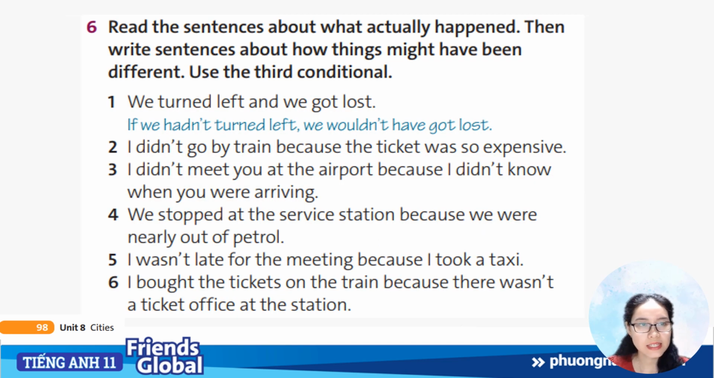Now, exercise 6. Read the sentences about what actually happened. Then write sentences about how things might have been different. Use the third conditional. Bây giờ chúng ta hãy làm bài tập 6. Dựa vào những tình huống ở đây, những chuyện đã xảy ra, và các em hãy sử dụng câu điều kiện loại 3 để viết lại những tình huống này xem là mọi thứ có thể sẽ khác đi như thế nào. Remember to identify which one is in the main clause and which one is in the if clause. Các em hãy nhớ xác định kỹ xem đâu là ý nằm ở trong main clause và đâu là ý nằm ở trong if clause nha.